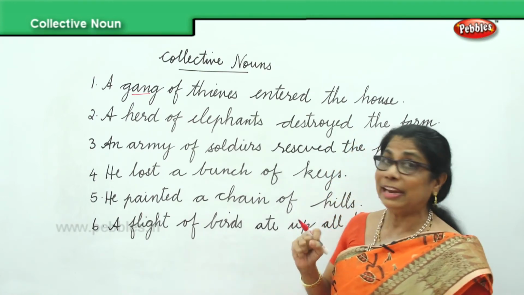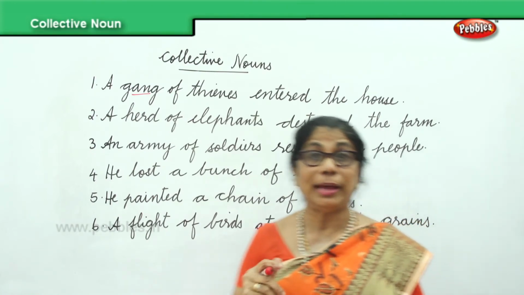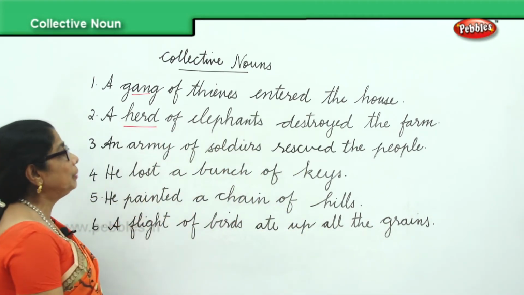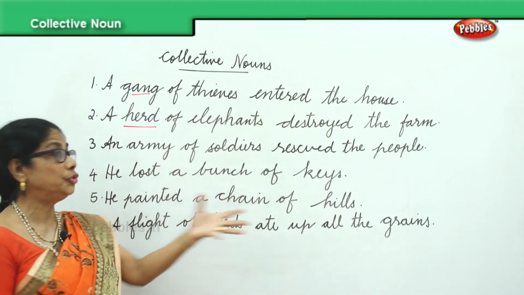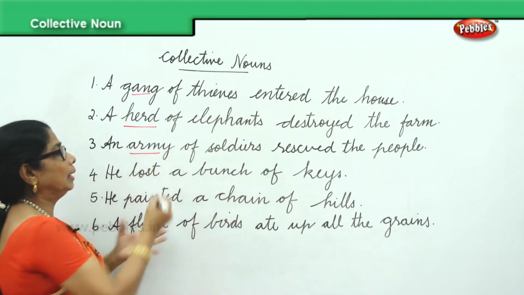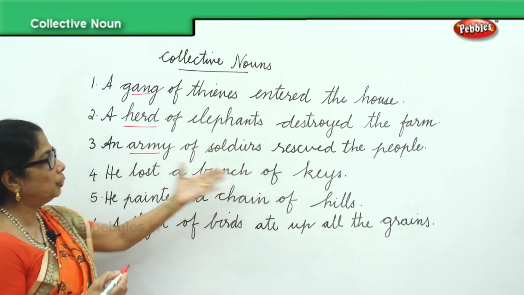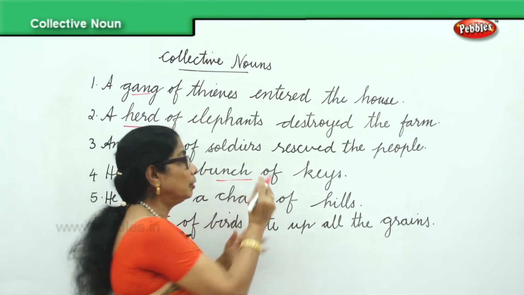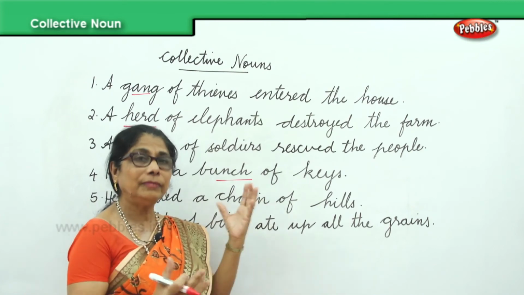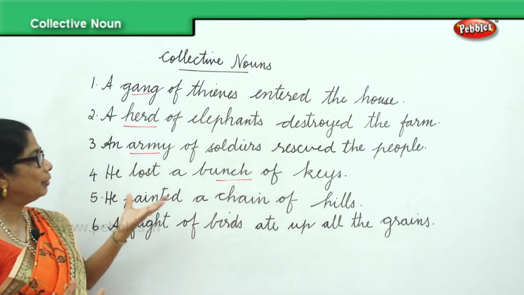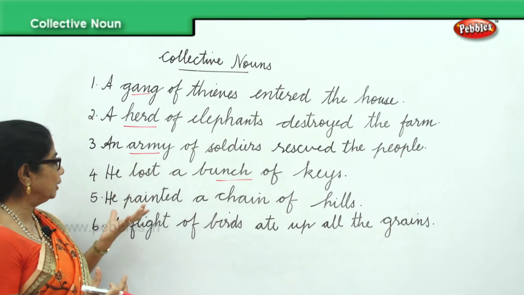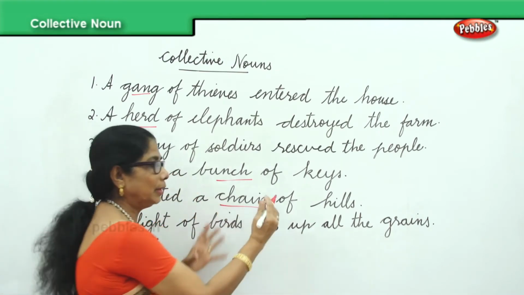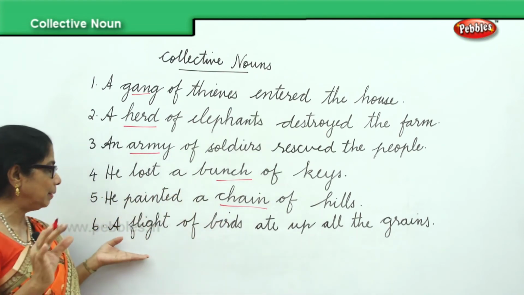A herd of elephants. That is the group name, the collective name. An army of soldiers rescued the people. He lost a bunch of keys. Lots of keys together, we say a bunch of keys. The collective noun is bunch. He painted a chain of hills. A number of hills together, a chain of hills.